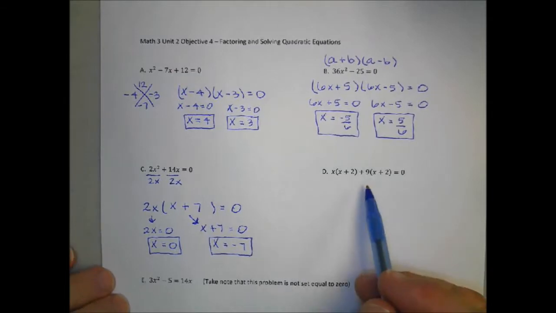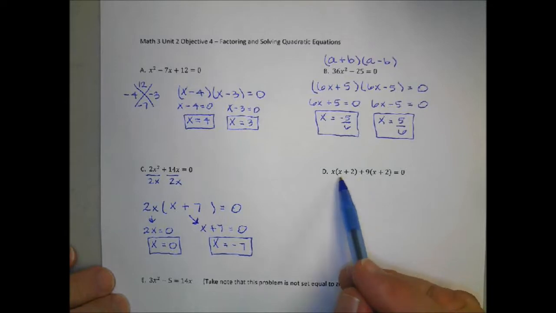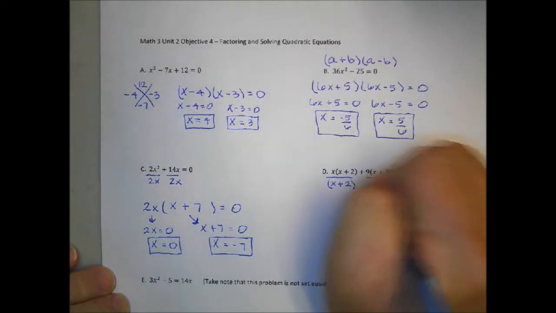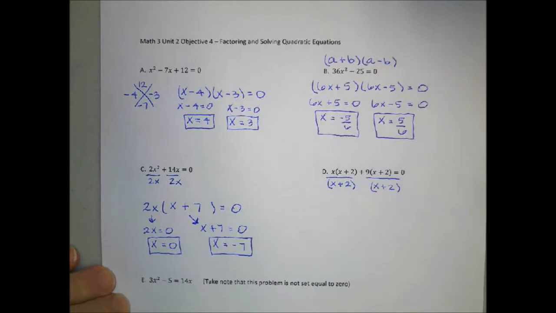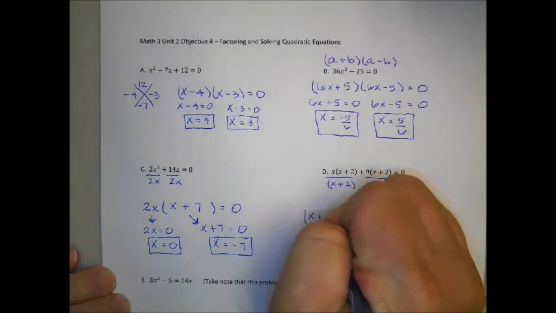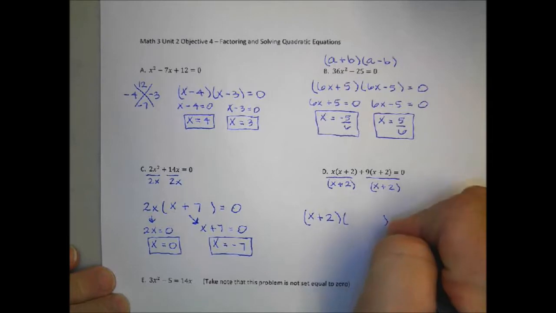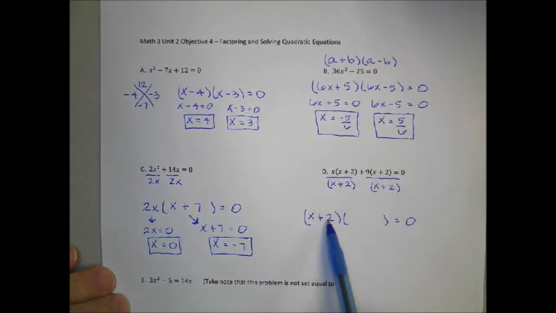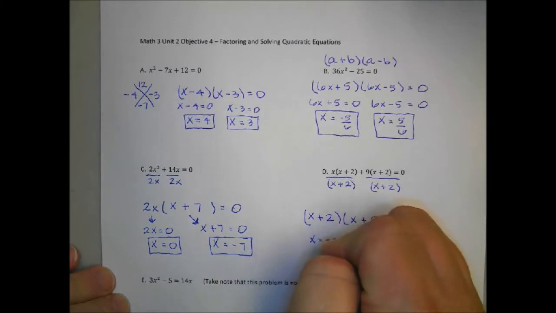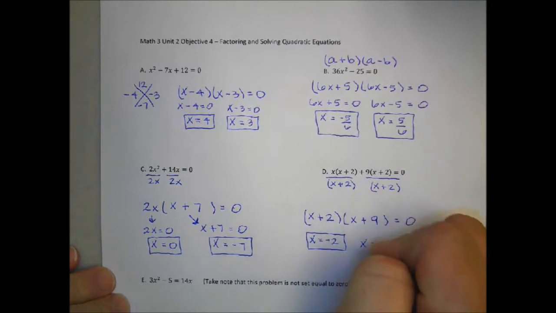Problem D is an example of factor by grouping. Now, this part of the problem has already been done for you. Both of these terms have a common factor of x plus 2. So we're going to do what we always do when we find a common factor. We're going to factor it out. So x plus 2 is the common factor. And then I call the other binomial in the problem the uncommon factor. So if x plus 2 is the common factor, then x plus 9 is the uncommon factor. Now solving each one of these, x equals negative 2, x equals negative 9.